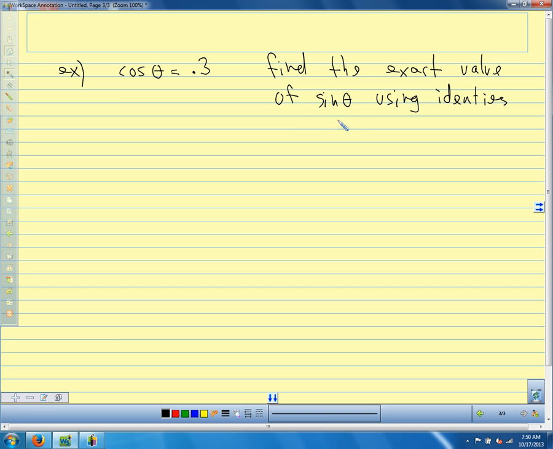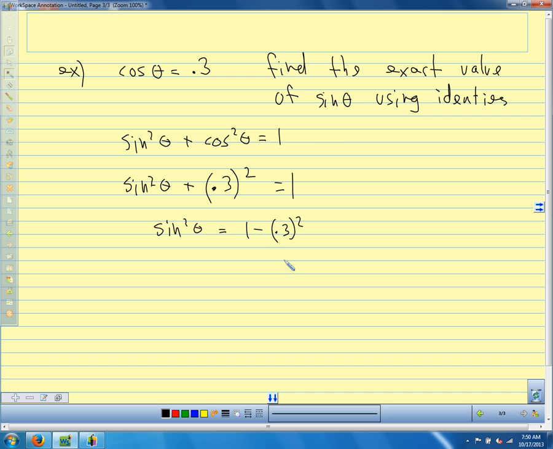We have a Pythagorean identity that relates sine and cosine. We know that sine squared theta plus cosine squared theta equals 1. So sine squared theta plus 0.3 squared equals 1. And I can subtract 0.3 squared from both sides. 1 minus 0.3 squared.